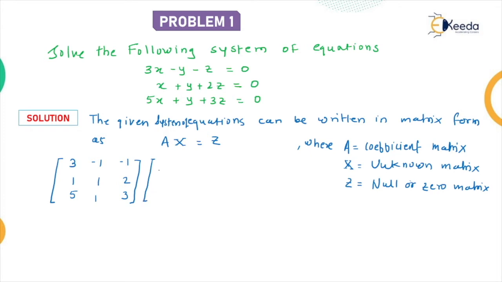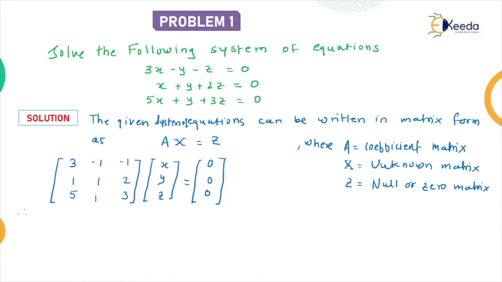And what is the unknown matrix here? This will be x, y and z. These are the unknowns in the equation, so that's why we write it as the unknown matrix. This is always of order 3 by 1, meaning there is only one column in this unknown matrix. And we also have to write the RHS matrix, which is 0, 0 and 0, so we call this the zero or null matrix. After substituting these matrices A, X and Z, we immediately write the augmented matrix.